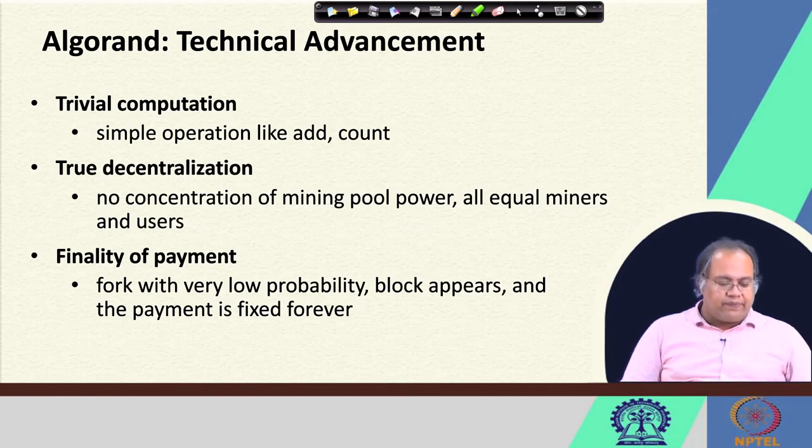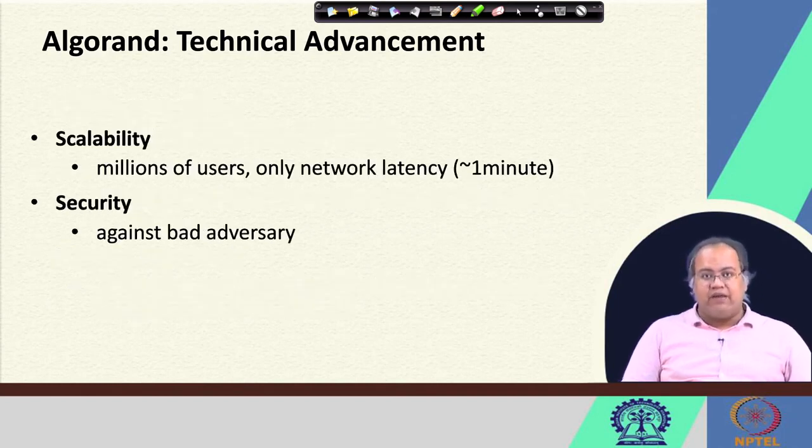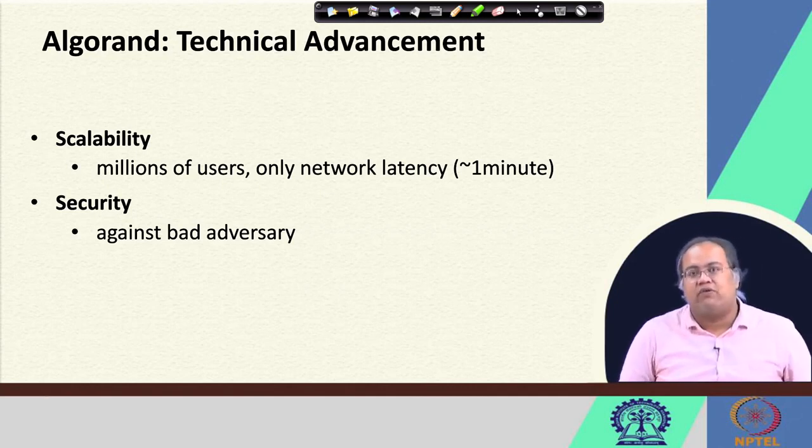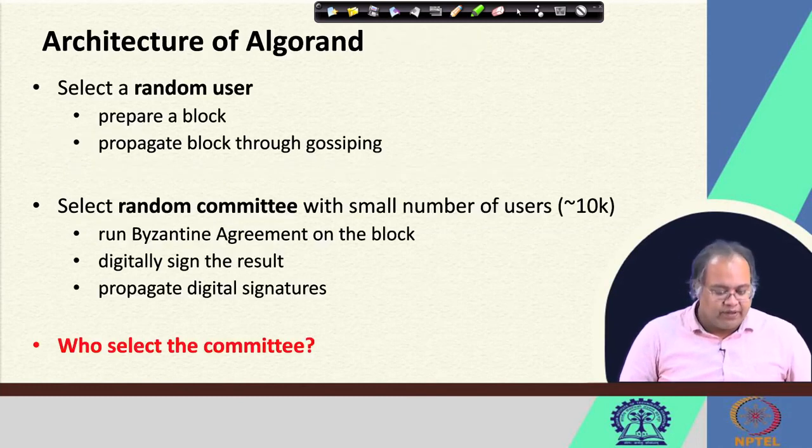Well, then it supports scalability. It can support millions of users only with the network latency, that means around 1 minute it takes to add up every block, and it provides security. So, it is safe against a bad adversary, because the fundamental principle that it uses is the Byzantine agreement protocol. So, as I mentioned, the question comes that what magic Algorand does to scale up the Byzantine agreement protocol.